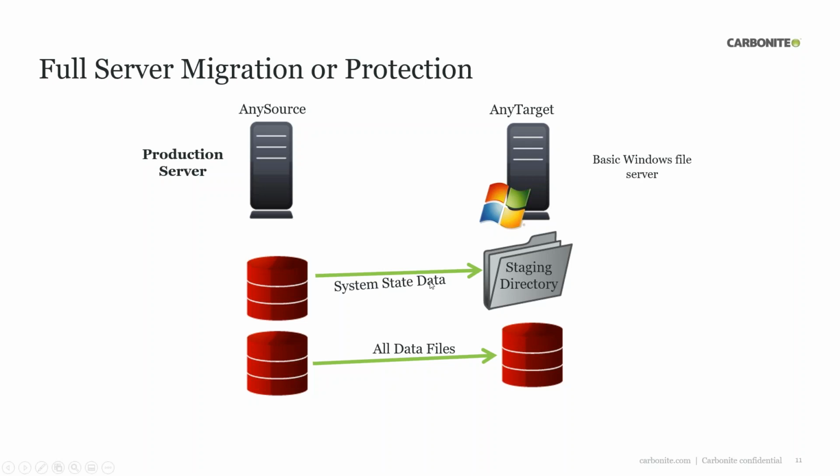What we then do is we replicate the system state. So that means that we're going to replicate the Windows directory, the program files, a copy of the registry, a copy of the user directory, but we have to put it into a temporary location. We call that the staging folder.